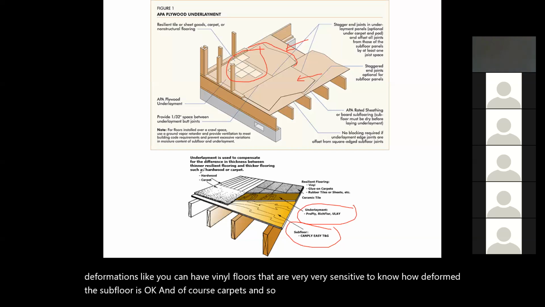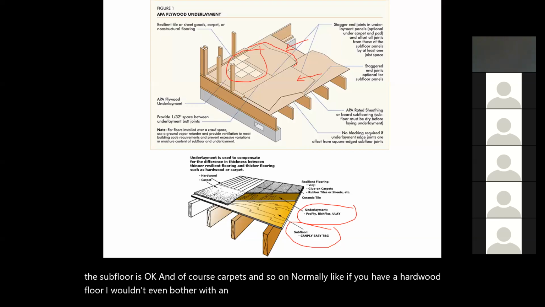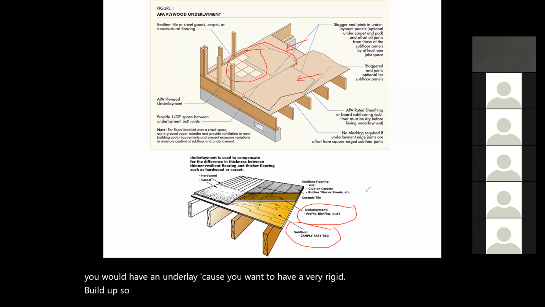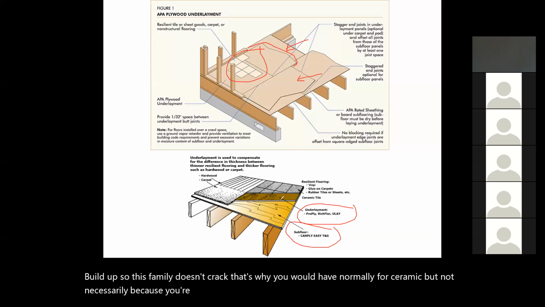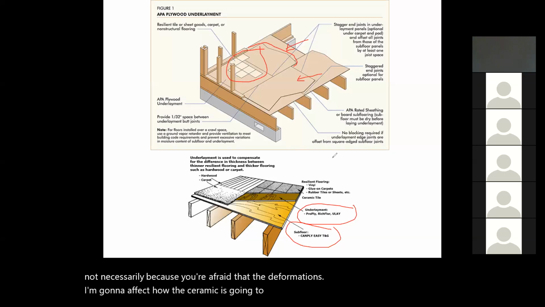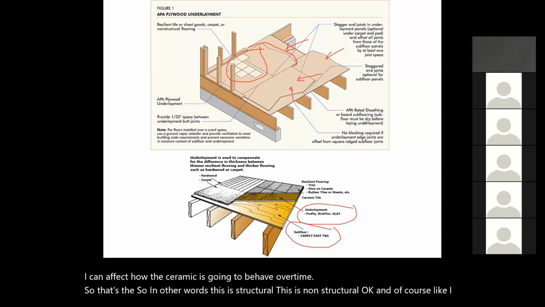Normally, if you have a hardwood floor, I wouldn't even bother with an underlay, but for carpet, vinyl floors, and ceramics, definitely you would have an underlay because you want to have a very rigid buildup so the ceramic doesn't crack. That's why you would have an underlay for ceramic, but not necessarily because you're afraid that the deformations are going to affect how the ceramic is going to behave over time. So in other words, this is structural, this is non-structural.